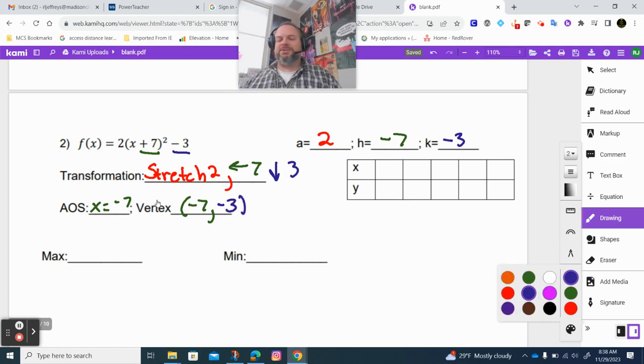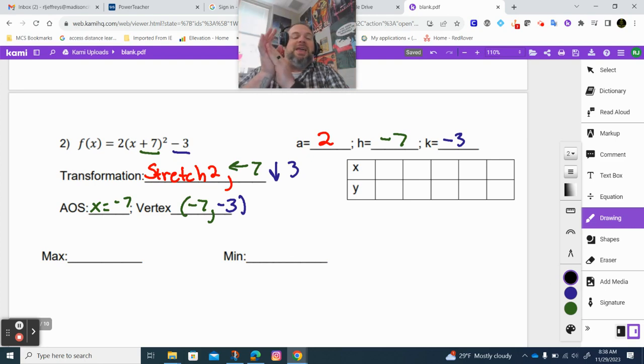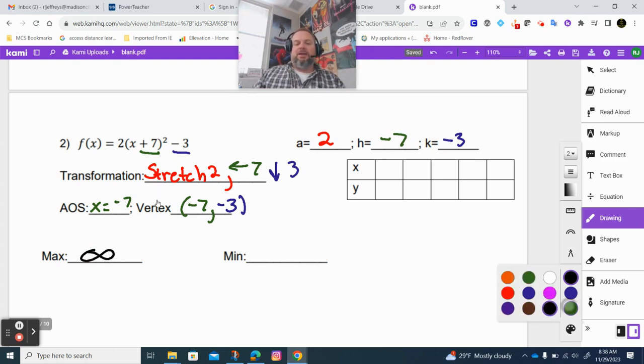Okay, so now our max. What is our max for this one? What is A? Is A positive or negative? So A is positive, so our max is infinity. Okay, and our minimum is our vertex.